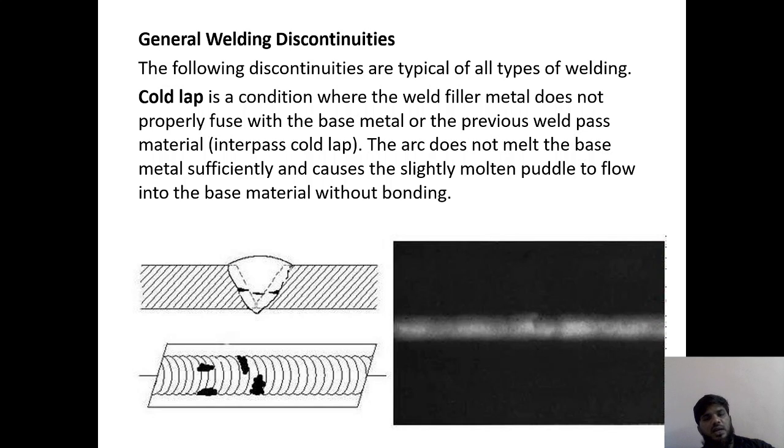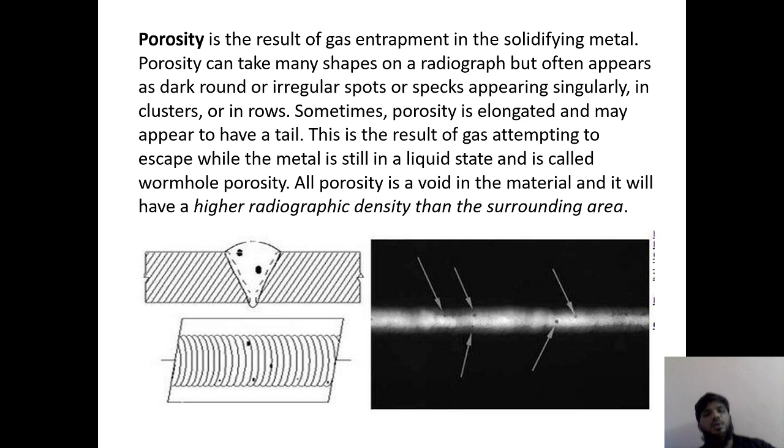Generally, in welding, when you do radiography, you may see this kind of images. That means there are some cold laps. That is, when the material is cold, welding is done. So after welding, there may be cold laps formed. Similarly, if there is some porosity, the porosity will be observed like this.